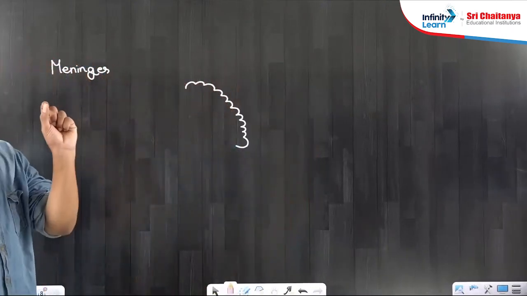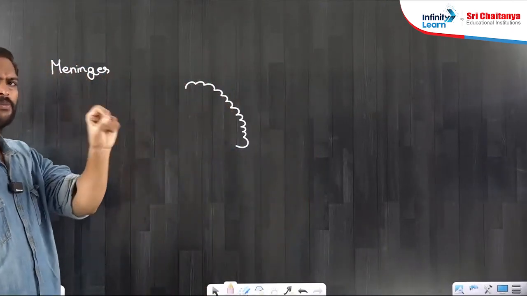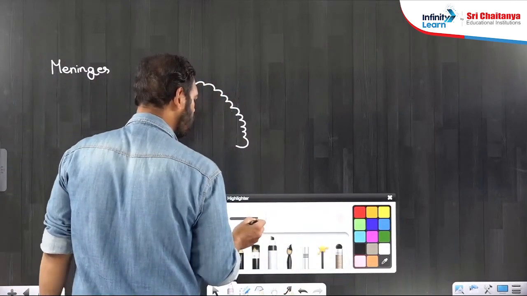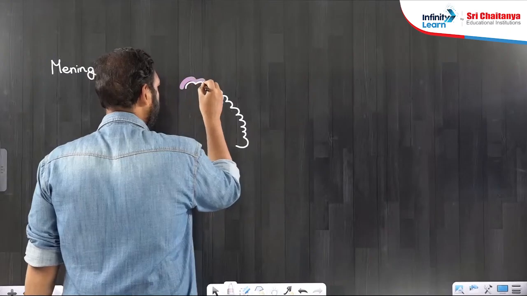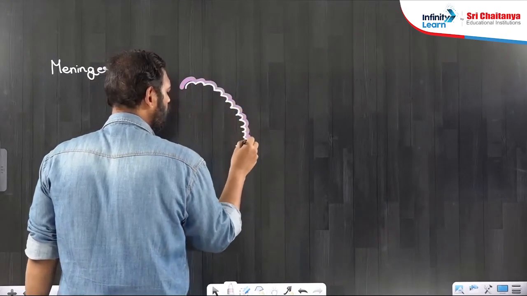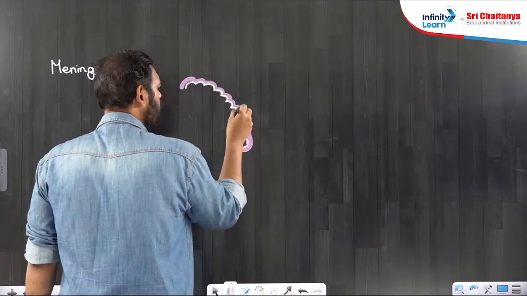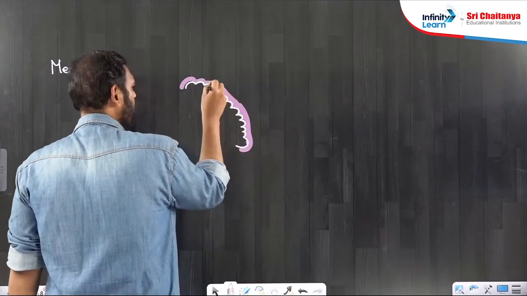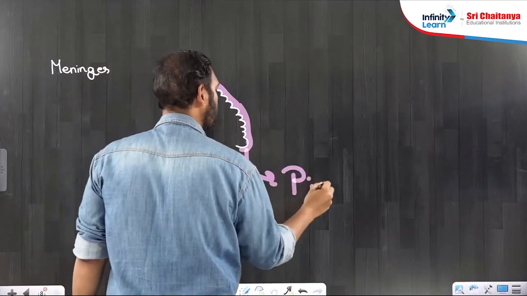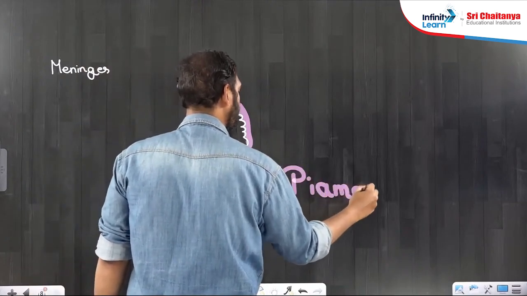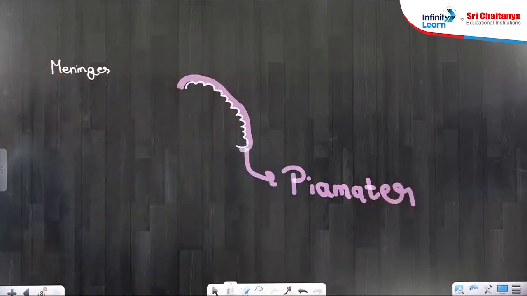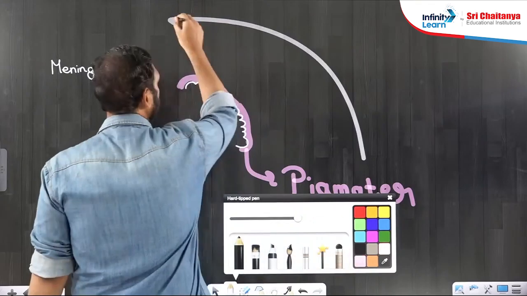The softest, innermost meninge, which is actually touching the brain, this one. There's a very soft meninge which is in contact with the brain. This innermost meninge is referred to as pia mater. Pia mater.